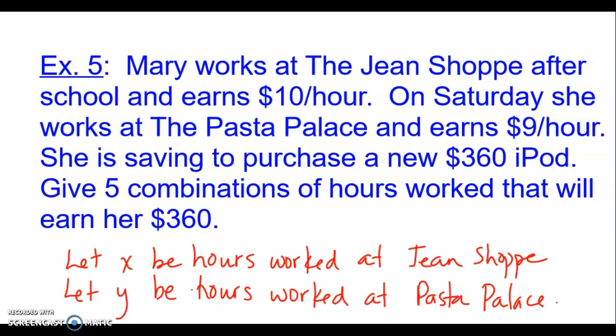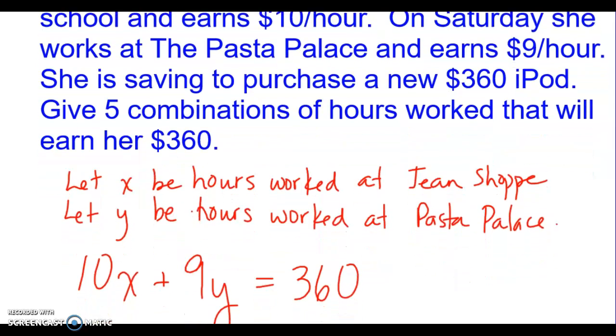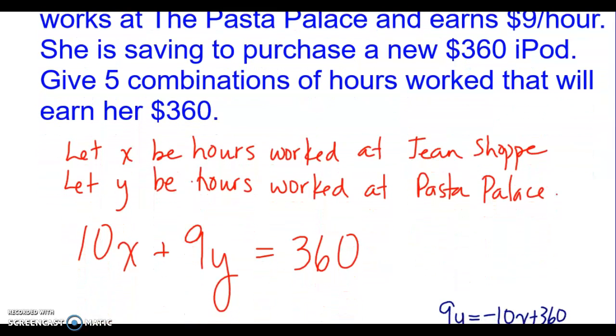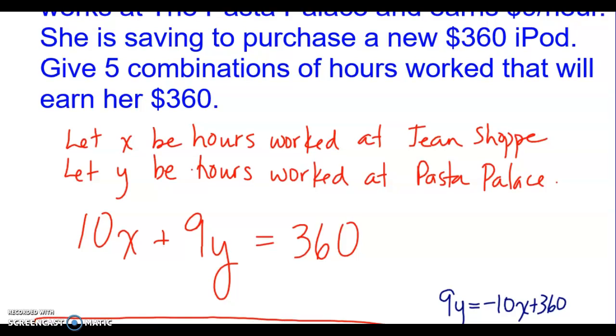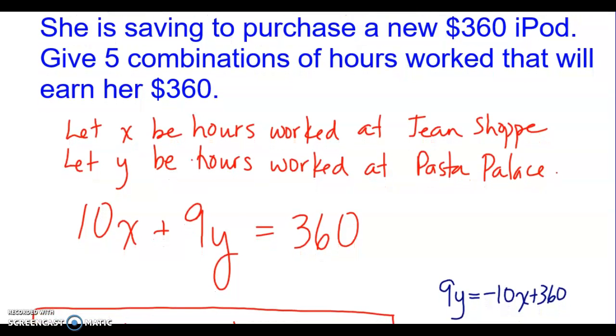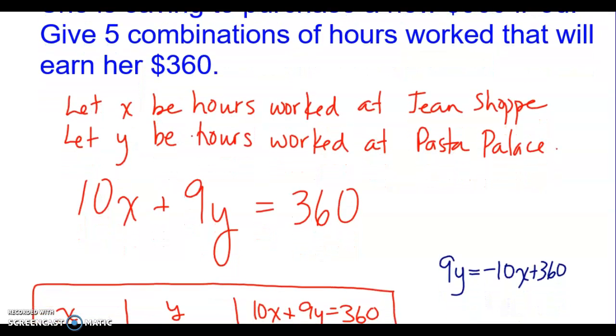All right, example 5. Mary works at the jean shop after school for $10 an hour, and on Saturdays she works at the Pasta Palace and she earns $9 an hour. She's saving up to purchase a new iPod, which is $360. Give 5 combinations of hours worked that will earn her $360.